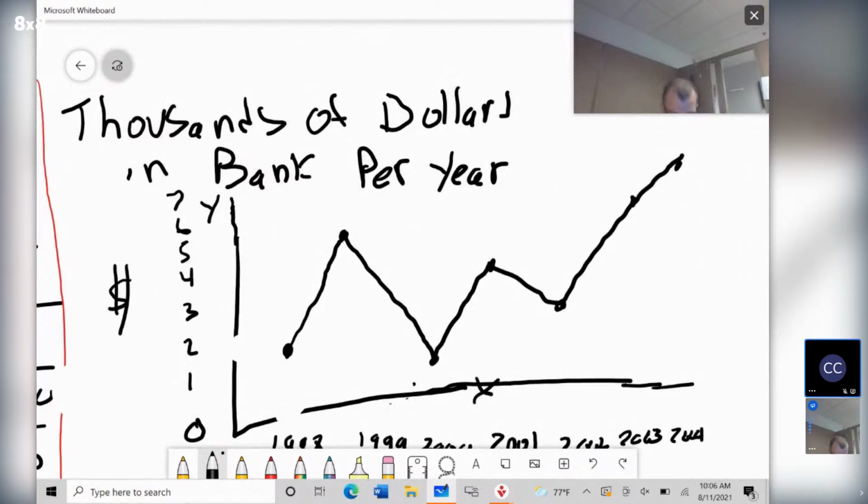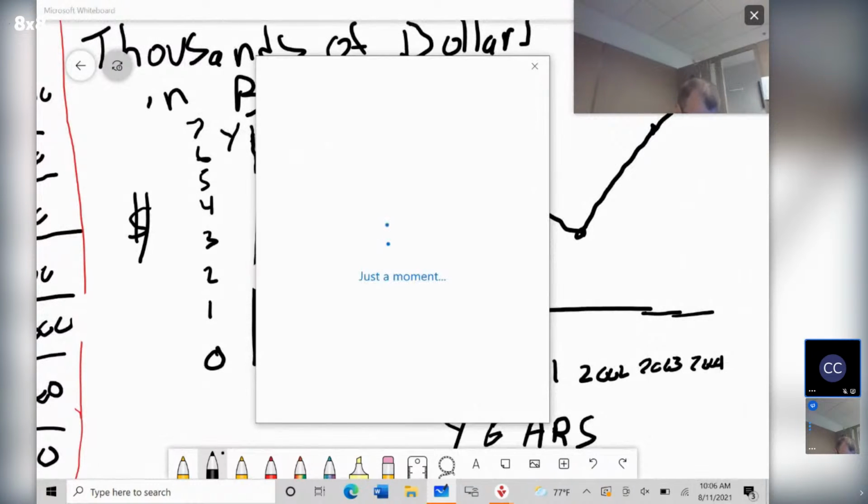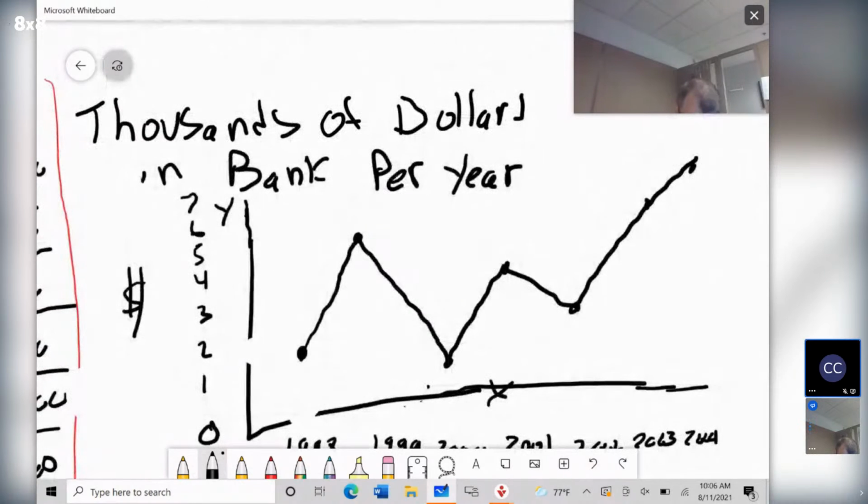And that's how the line graph would look. You can see, based on this graph, the money you had in the bank went up and down. In 1999, that was a good year. And then you can see in 2003, 2004, that's when we had the most money in the bank.